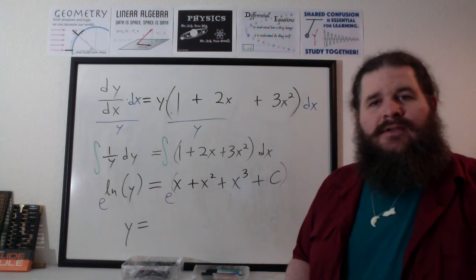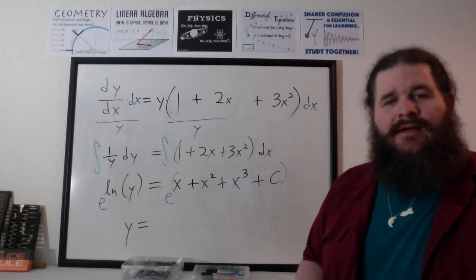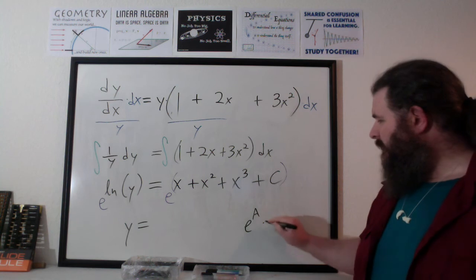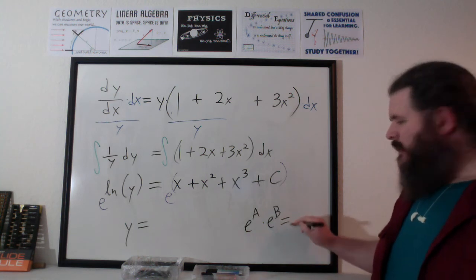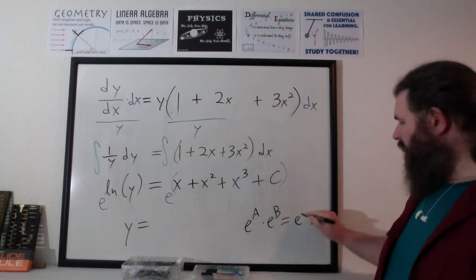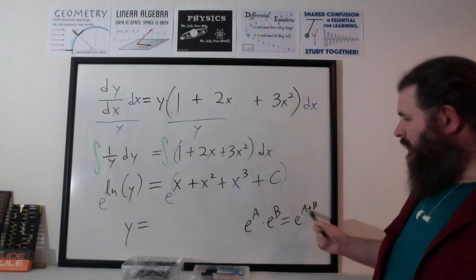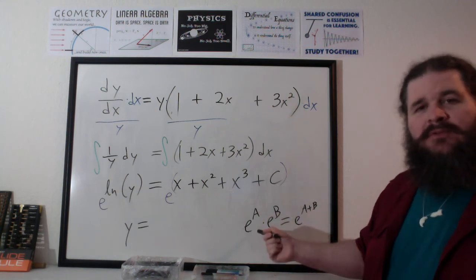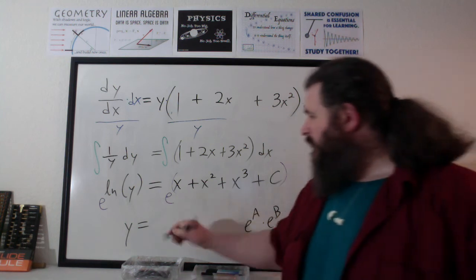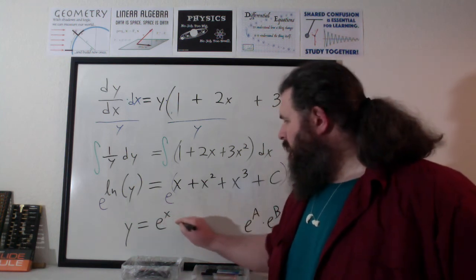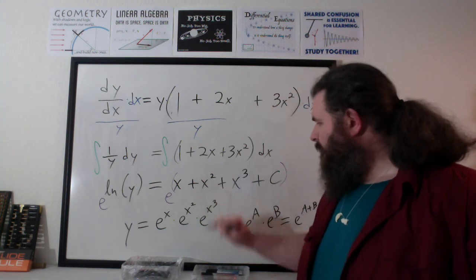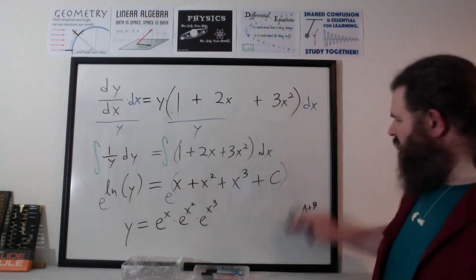And here we can make use of the product property of exponents. If you've got e to the power of a times e to the power of b, you can combine that as e to the power of a plus b, but that also works in reverse. Addition inside the exponent can be split up as multiplication of the bases. So we can split this into e to the x times e to the x squared times e to the x cubed times e to the c.